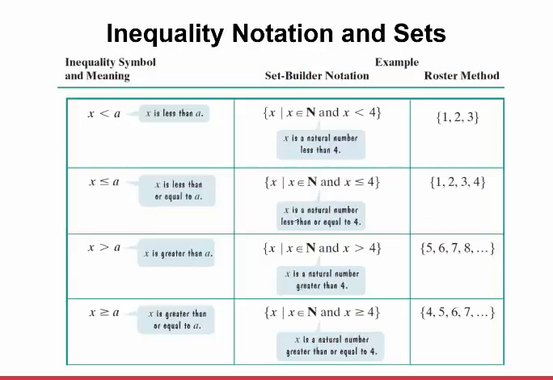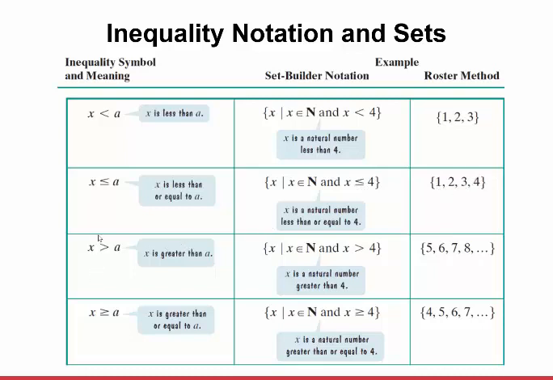Okay. So let's talk about inequality notation in sets. So some of the inequality signs. x is less than a, so that's just strictly less than. So x such that x is an element of the natural numbers and x is less than 4. Well, that would be just the numbers 1, 2, and 3. Here, x is less than or equal to, so when you see this line under it, it includes equal to. So x such that x exists in the natural numbers and x is less than or equal to 4. Well, when you get this underline here, that would include 4. So it would be 1, 2, 3, and 4.